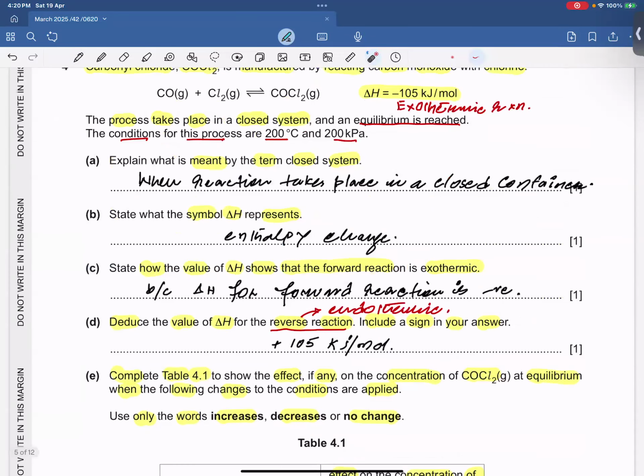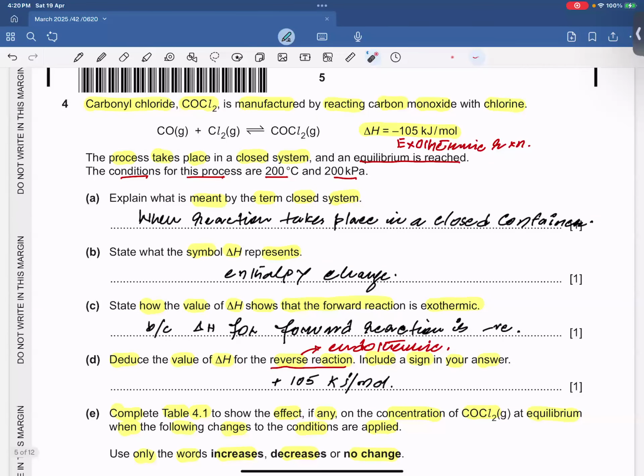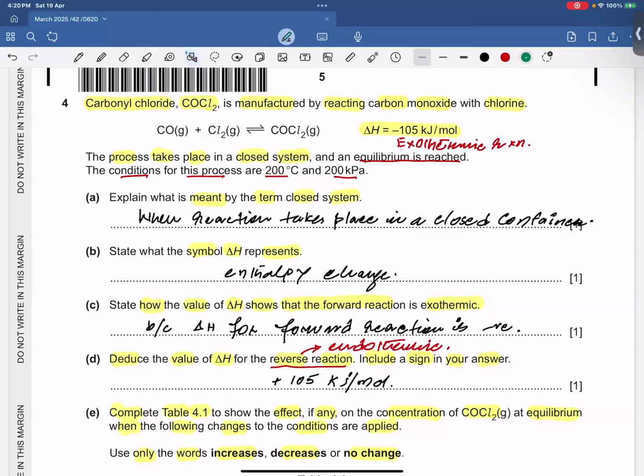Now let's talk about the increase in pressure. For pressure, we need to determine the moles of reactants and products. Both of them exist in gaseous states, so we need to calculate the number of moles. Total moles on the reactant side is 2. Total moles on the product side is 1. So if you increase the pressure, equilibrium favors the direction with fewer moles, which is why, according to Le Chatelier's principle, equilibrium favors the right-hand side, the product side. So the concentration of COCl2 increases.